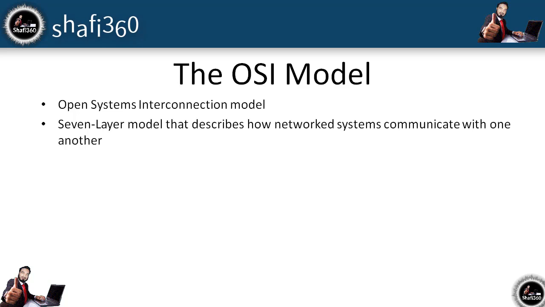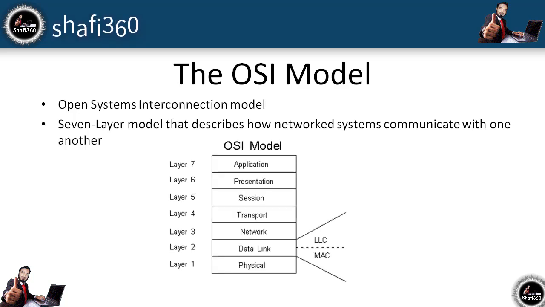standard terms and standard functionality so that you can get a network card from Dell, for example, and connect it to a Cisco switch, and you know they're all going to work together and you don't have to have all Cisco hardware from one end to the other just to run your network. The OSI model looks kind of like this.